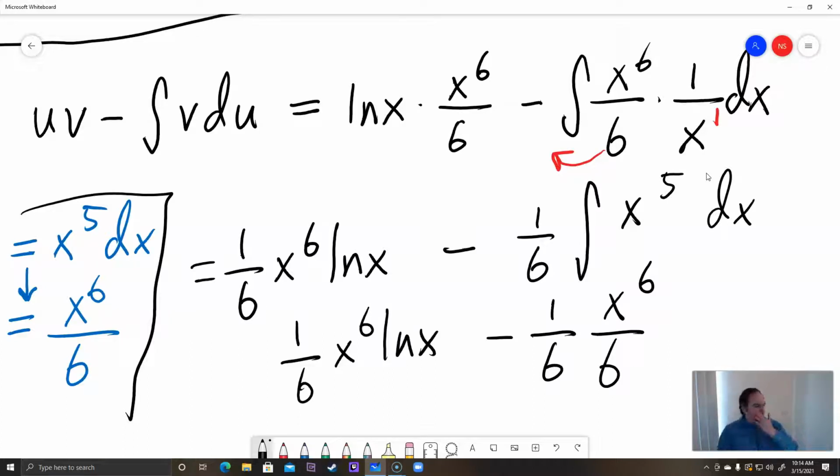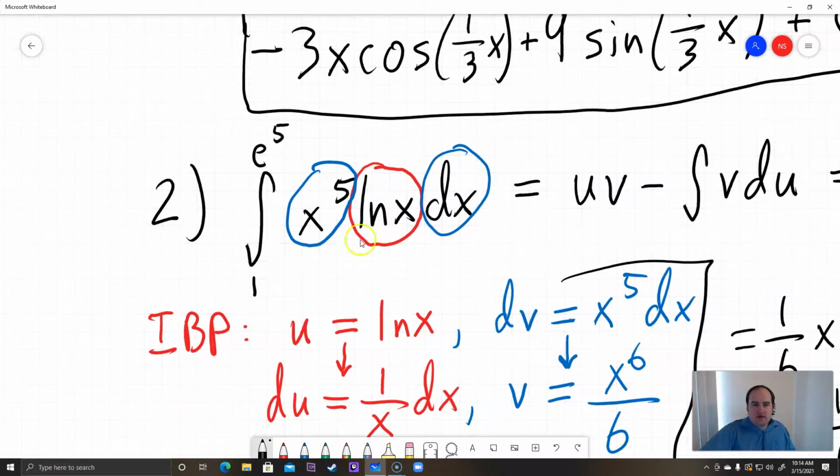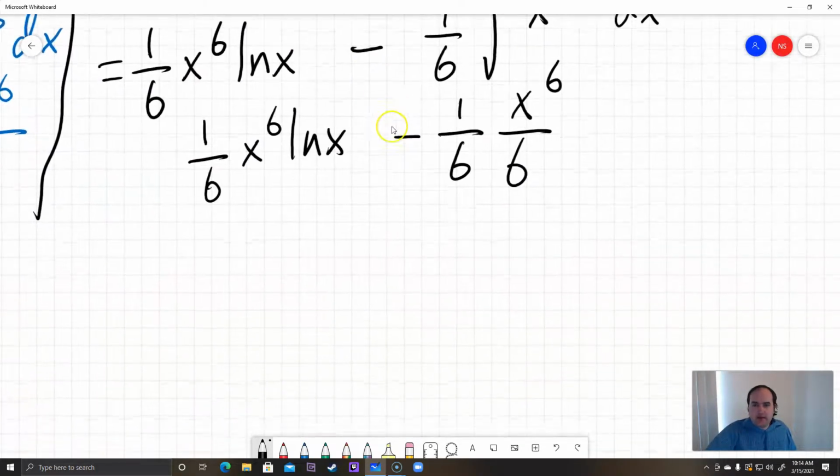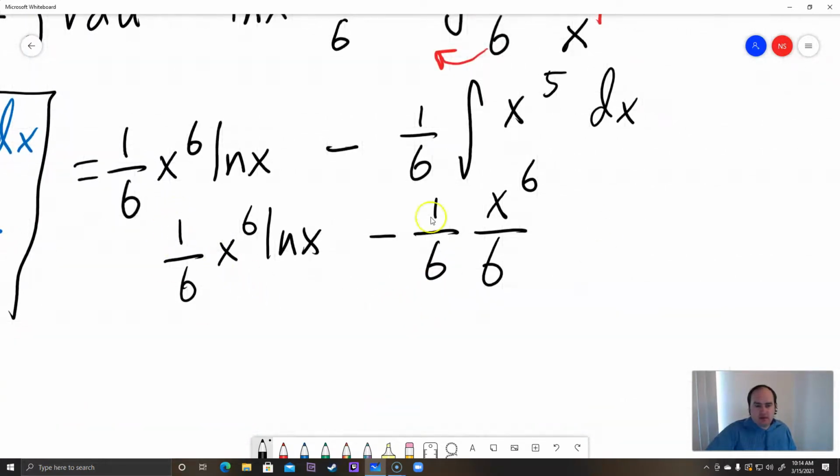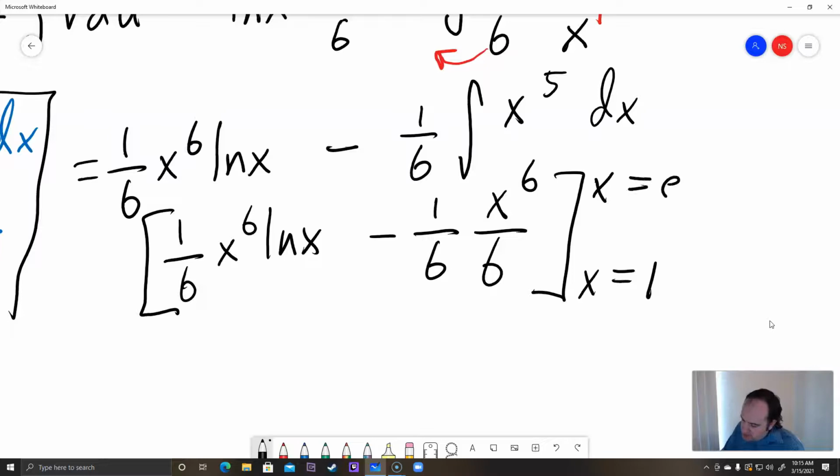So what we're going to end up doing here is plugging in the limits of integration. So we're going from x equals 1 to x equals e to the 5. I know that it's in terms of x because the original independent variable in the original integral was x. So x equals 1 to x equals e to the 5. And we're going to be doing that for this entire expression, for both terms.